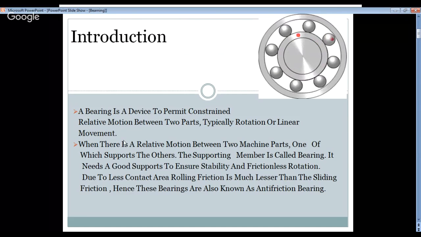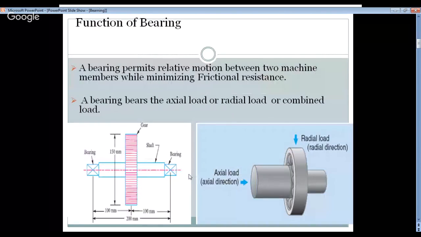You may also see that when there is a relative motion between two machine parts, one of which supports the other, the supporting member is called a bearing. It needs a good support to ensure stability and frictionless rotation. Basically, the function of the bearing is to minimize frictional resistance between the shaft and the housing.